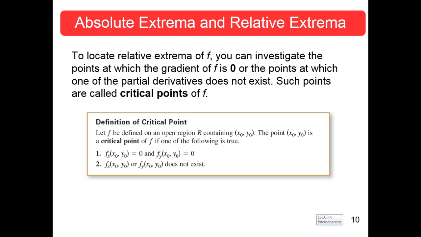Or, this has to be true. The partial of f with respect to x at (x0, y0), or, see, it was an "and" up here, or down here, the partial of f with respect to y at (x0, y0) does not exist. If either one of those partials doesn't exist, that's a critical point. If both the partials are equal to 0 at the same point, then that's a critical point. Okay.